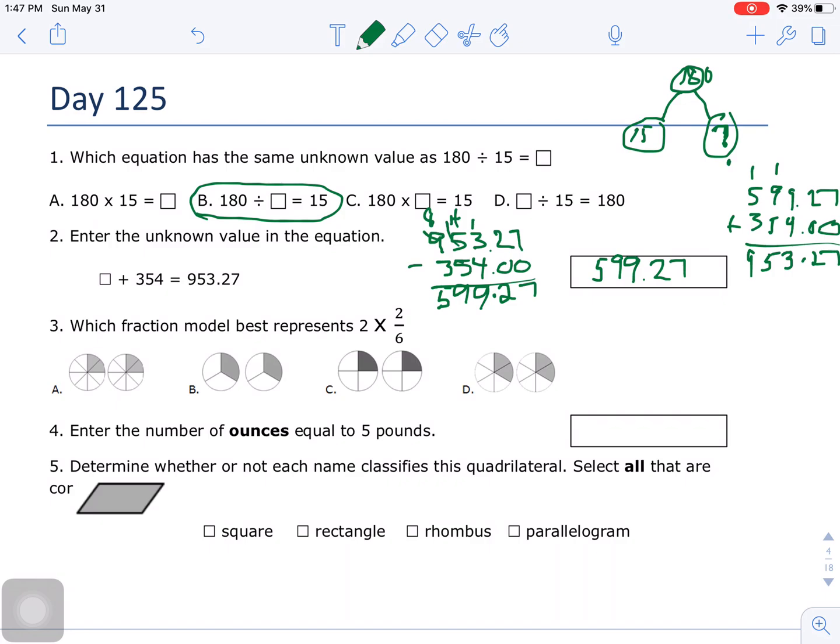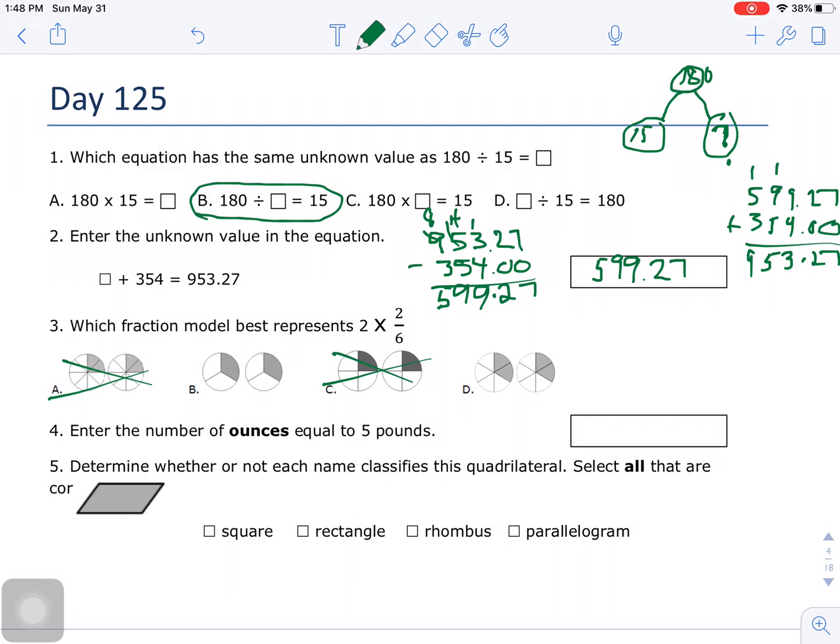Number 3, which fraction model best represents 2 copies of 2/6? Well, as we look at our possible solutions, they all have 2 copies of something. So we have to figure out which one is broken into sixths. Well, it's not A, and it's not B, because that's eighths and fourths. I'm sorry, it's not A and it's not C.